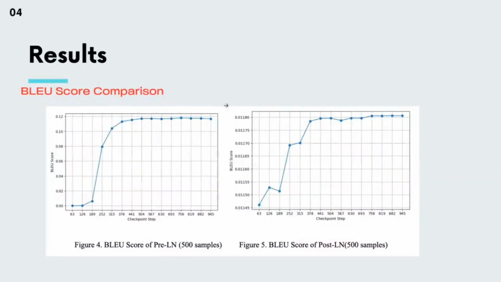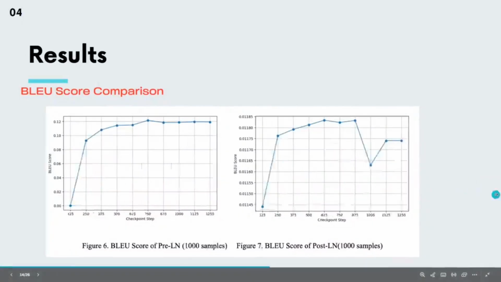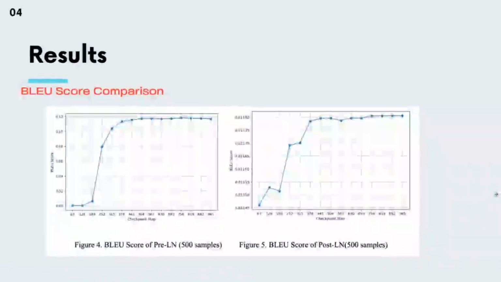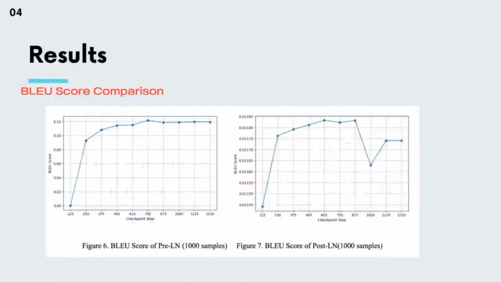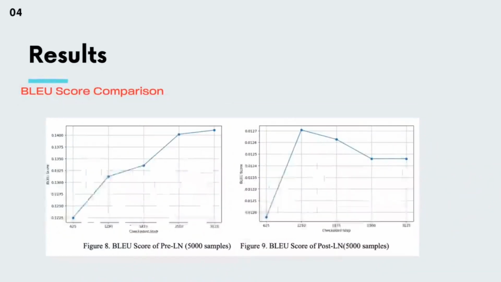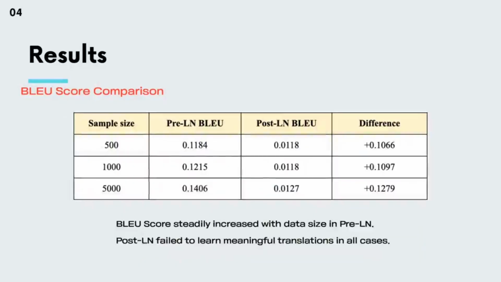Here we present the results from the 500-sample condition. The left side shows PreLN and the right shows PostLN. This slide presents the results from the 1,000-sample experiment. This slide presents the results from the 5,000-sample experiment. This table summarizes the final BLEU score by sample size.